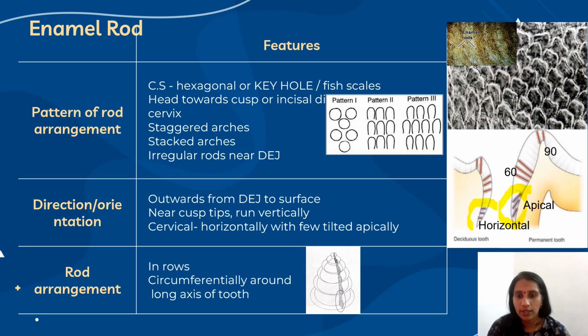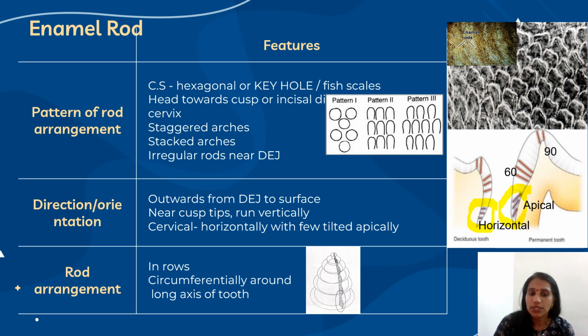You look here, in the cervical region, in deciduous dentition, it is horizontal, while in permanent dentition, it is directed towards the gingival region, or it is directed towards the apical region. So there is a difference in permanent and deciduous, especially at the cervical portion of the enamel.